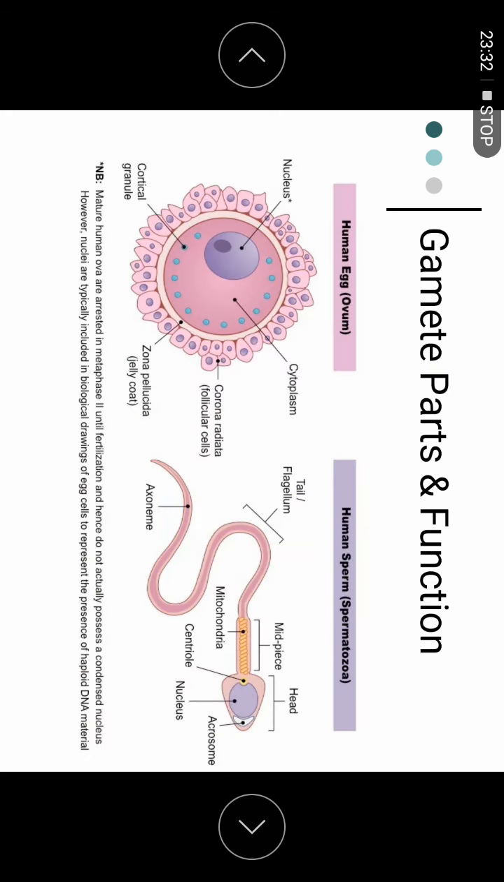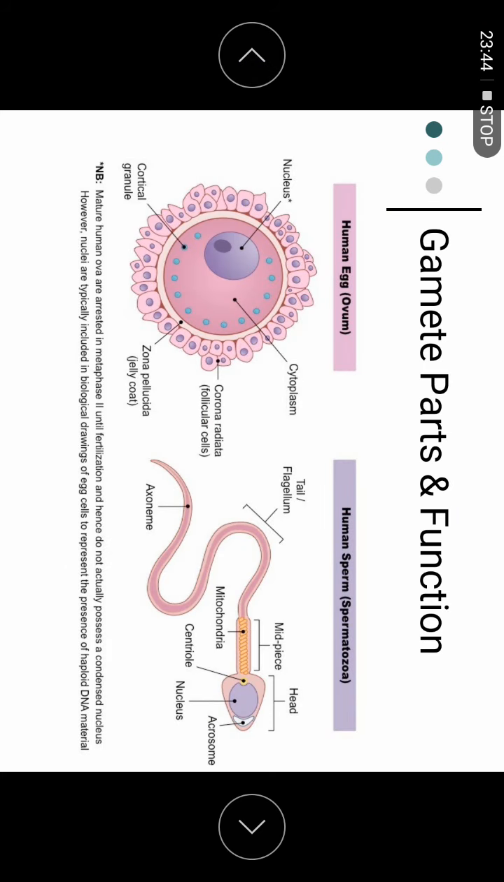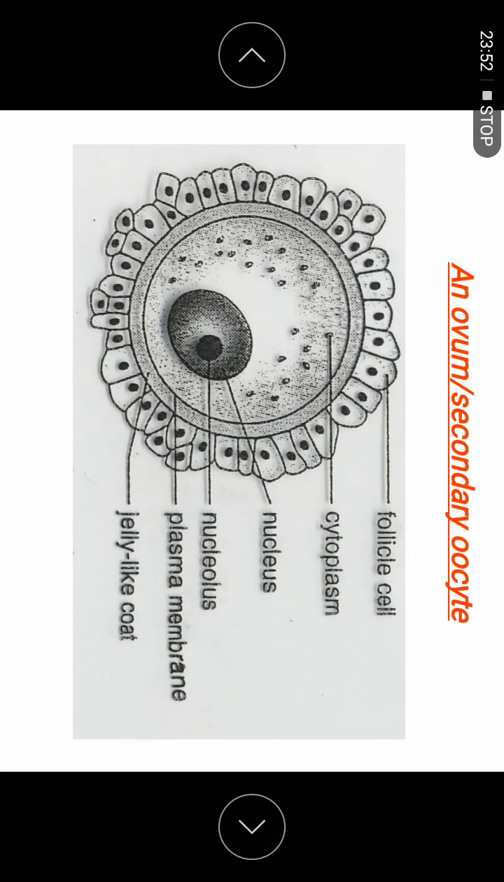Again, we have this to show you the human ovum. You just get the function and the parts of it. This is in your textbook. What we need to know is this: the jelly coat, the cytoplasm, the nucleus, and these are the granules. All these are the parts in the ovum. This is the follicle cell.